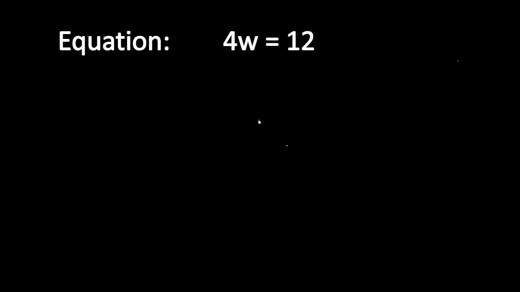Now we're going to solve this equation by finding the value of w. 4w is equal to 12. What are we going to have to do in this situation? You're right. We're going to have to divide it by 4.